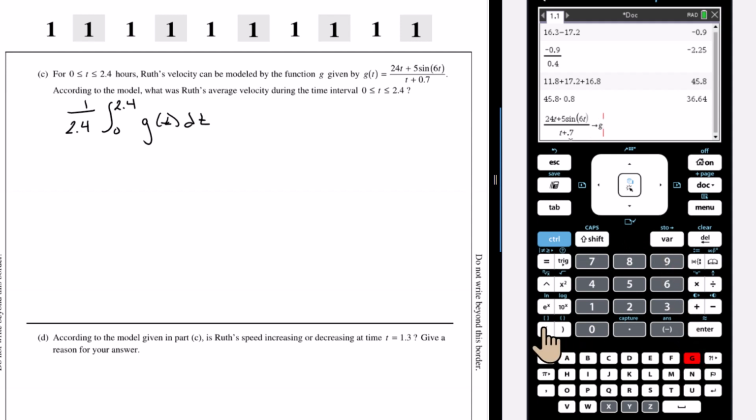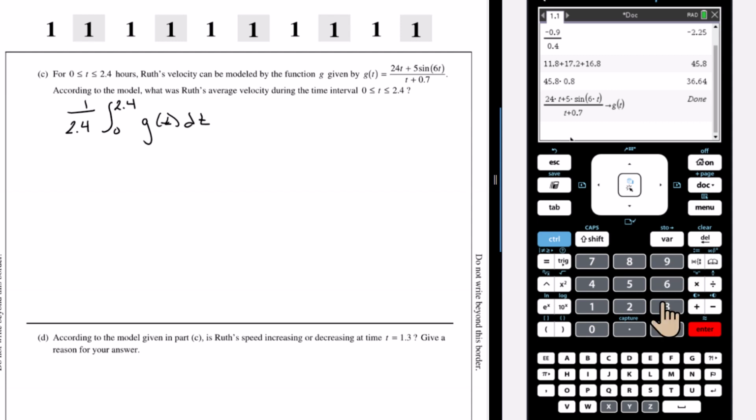Use function notation, g of t. Jump over, hit equals or enter, and it says done. It didn't do anything, it just stored it. Okay, so there's one way to store. Later in the video, we'll show a different way of storing.